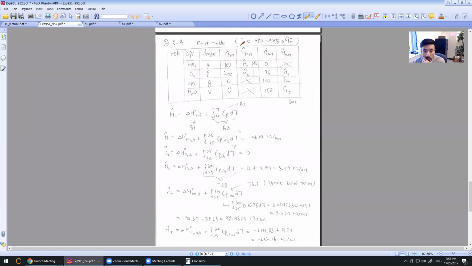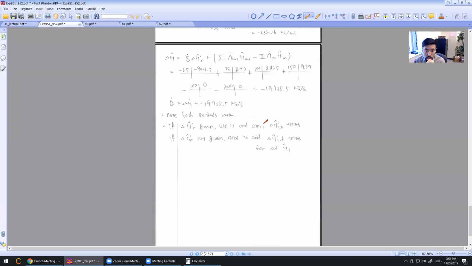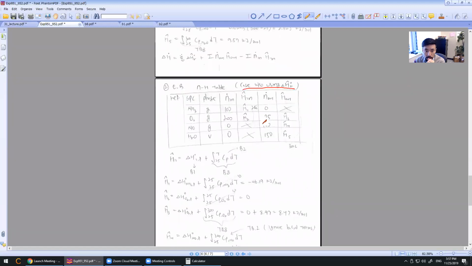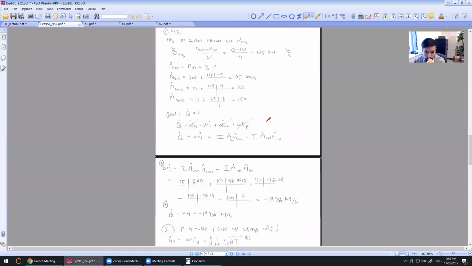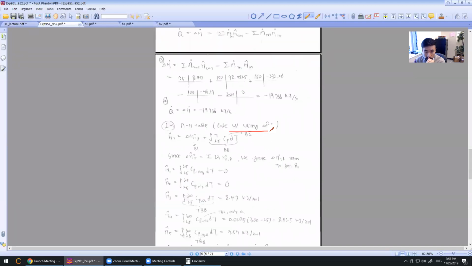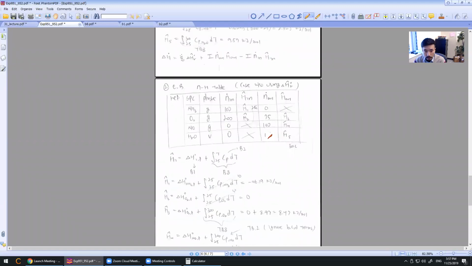So let's start with the NH table. This is a case without using heat of reaction, but later I'm going to show you the heat of reaction method too. So here we have reference, species, phase, N in, N out, H in, H out, right? For the species, we have ammonia, oxygen, nitrogen oxide, and water. For the phase, we know all are gases. And we already completed the material balance, this part, right?